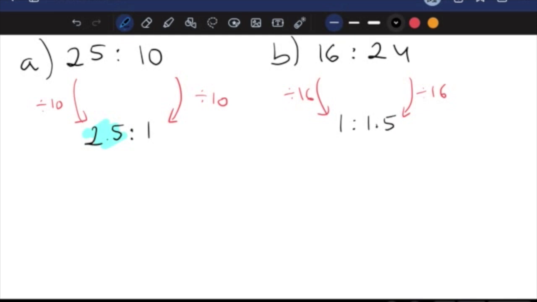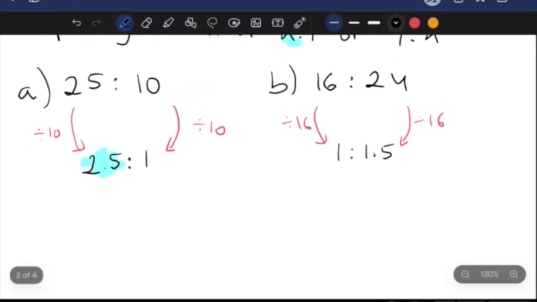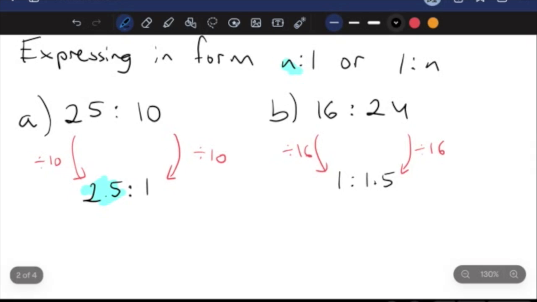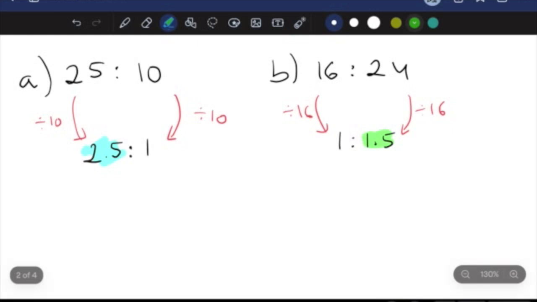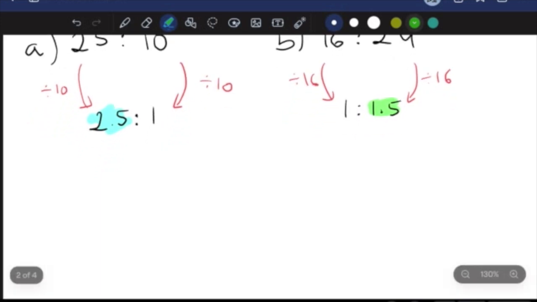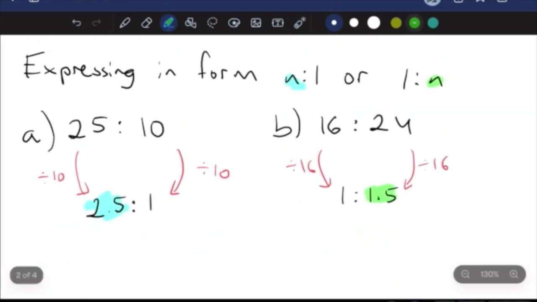Okay, so it doesn't matter which order we go through, it is going to basically give us an equivalent ratio with one of these things being 1. Now in this case, our n here was 1.5. Another way to do this could be to divide the 24 by 24 and then divide 16 by 24. It doesn't really matter. As long as one of these things is 1, we've divided through correctly, and this is a valid way to answer one of these questions when we write it in this form.